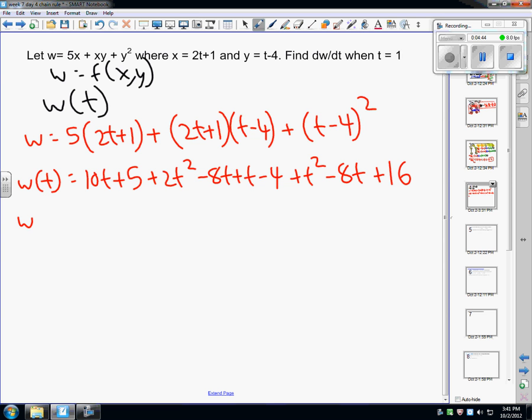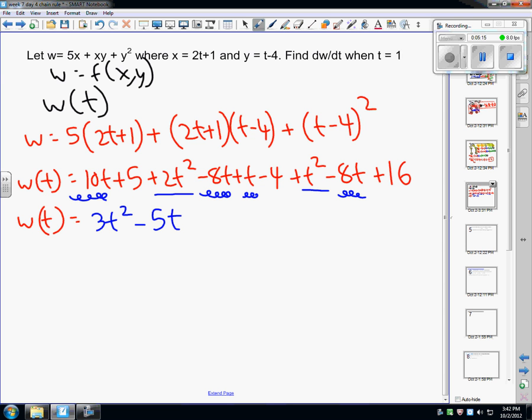And if I simplify this a little bit, let's see here. I have 2t squared and a t squared, so that would be 3t squared. I have 10t minus 8t plus another little t and minus another 8t. So let's see, 10 plus 1 is 11, minus 16. That would be minus 5t.